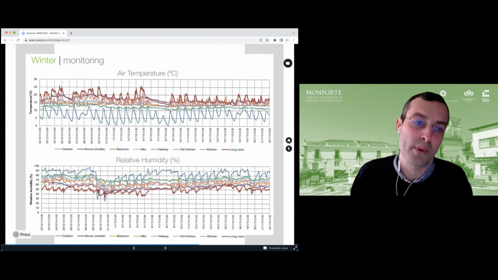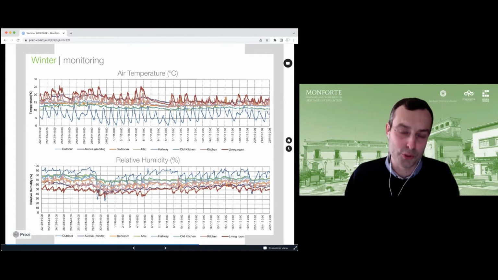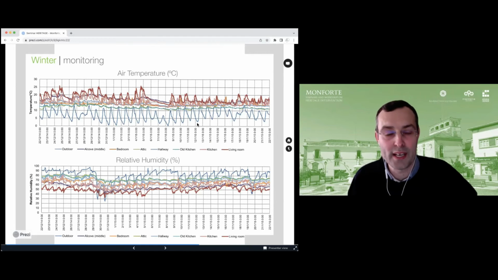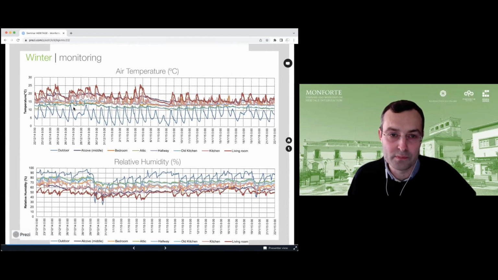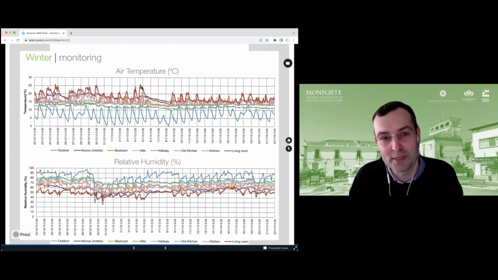On the winter part, this is not so good, okay? So we can see here that in most of the compartments, we have a comfort temperature below the 18 degrees. But also this is a building that is not heated 24/7, okay? You can see here the peaks between, for example, 6 p.m. and 11 p.m. You can see here the peaks that we have here.